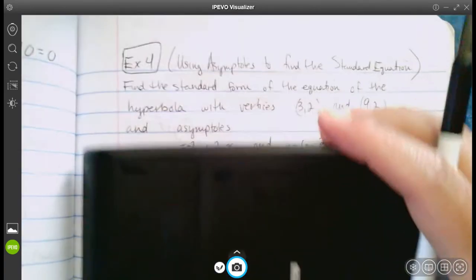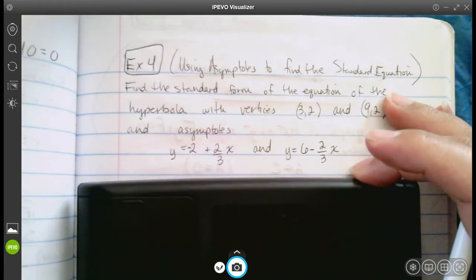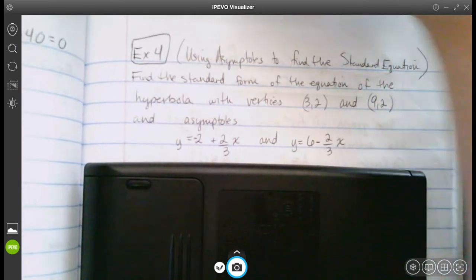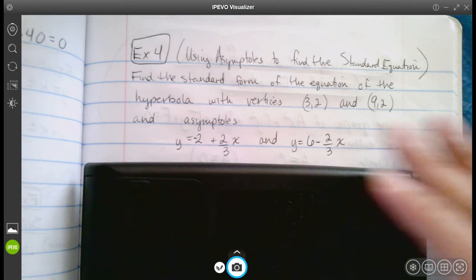We have using asymptotes to find the standard equation. So here is the problem. Okay, let me try to get this a little bit better here. It says find the standard form of the equation of the hyperbola with vertices 3, 2, and 9, 2, and asymptotes, those two that we have right there. Okay, so how did we do this one? So what I did is I graphed it. I went ahead and graphed the vertices, and then I tried to solve for B and A. That's what I did.